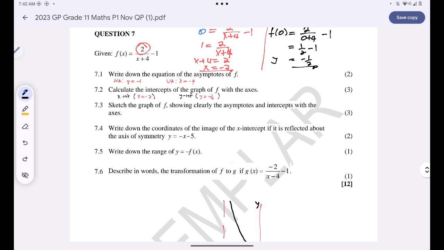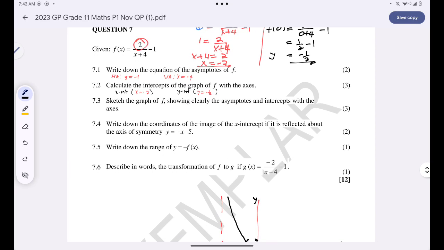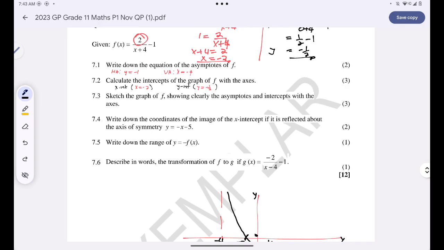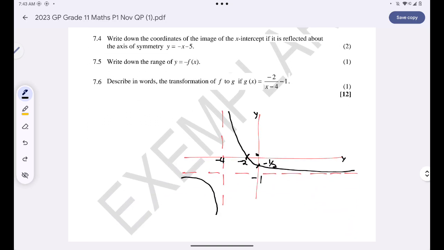Okay. And then now I'm supposed to write down the coordinates of the image of the x-intercept if it is reflected about the axis of symmetry. My x-intercept is this one. The axis of symmetry is this line. So if I'm reflecting this point along this line, it simply means that my point should be somewhere here.